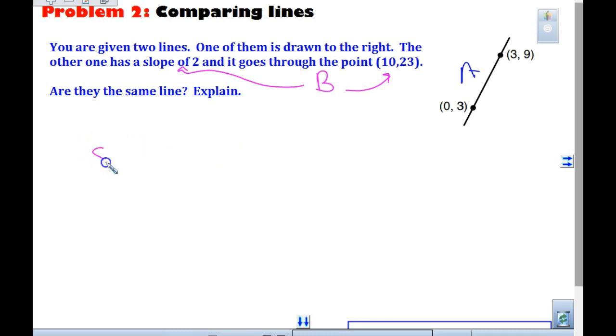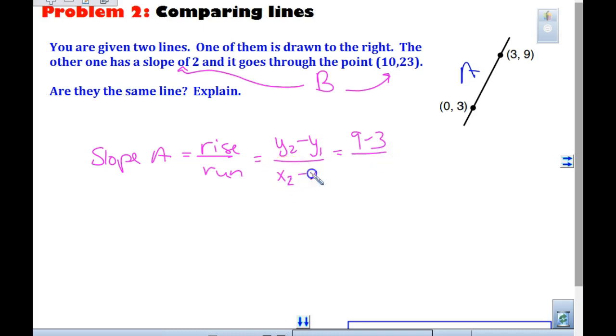So if I am looking at the slope of A, to find the slope of A, rise over run. Caitlin, if we're subtracting our y points, y2 minus y1, can you tell me what numbers I'm going to put to subtract? 9 minus 3. If I take 9 minus 3, Riley, what am I going to subtract for my x points? x2 minus x1. 3 minus 0. So noticing this is x, y, x, y. So 9 minus 3, 3 minus 0. This leaves us with 6 over 3, which is 2.